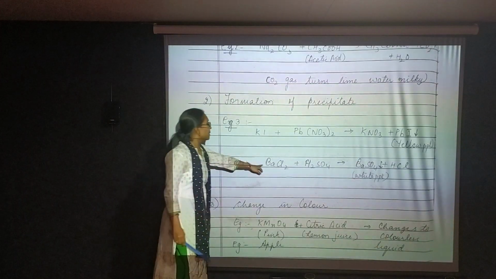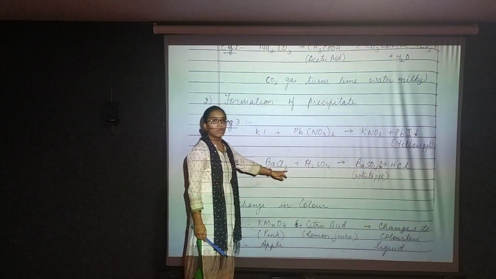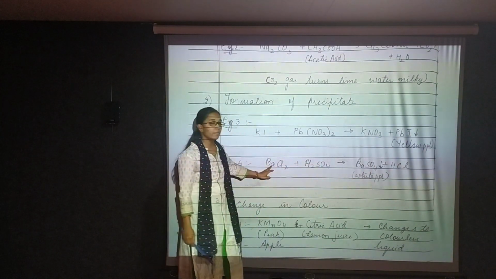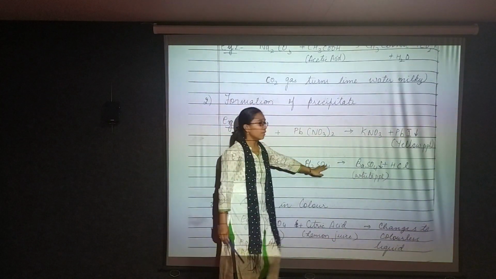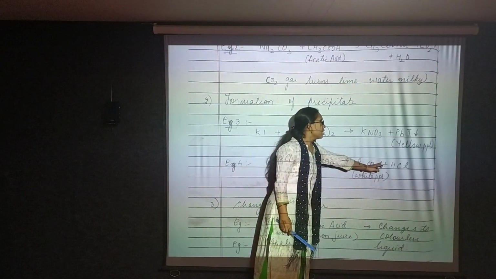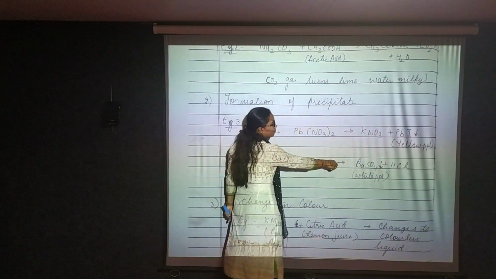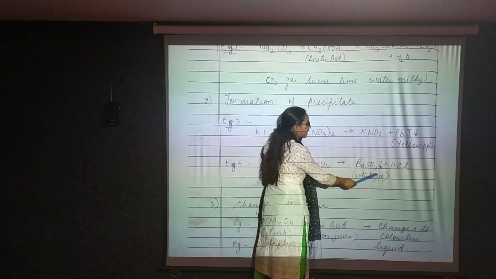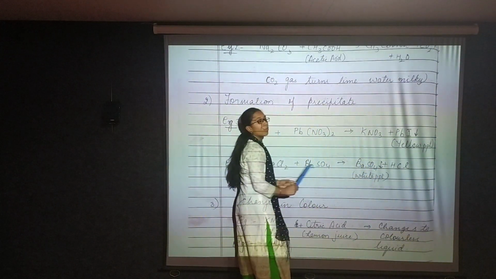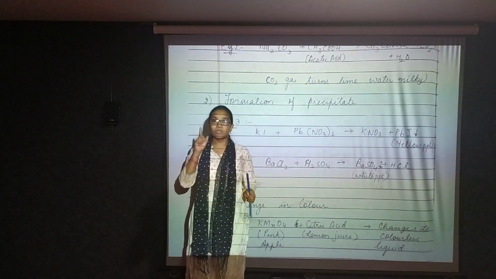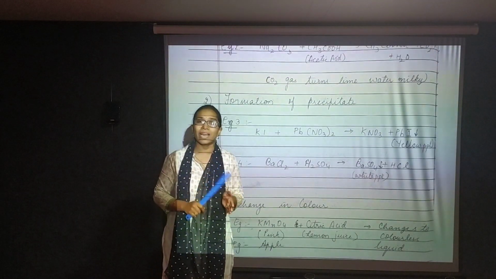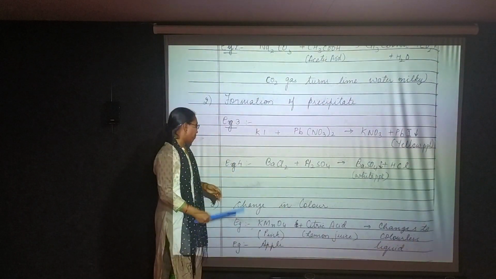The next example is BaCl2, barium chloride, plus H2SO4, sulfuric acid. When you combine barium chloride and sulfuric acid, you will get barium sulfate plus HCl. For barium sulfate also I have drawn an arrow, and this is a white precipitate. That means it is in the precipitate form. So whenever in any of the equations you see an upward arrow, that means the gas is evolved, and if you see a downward arrow, that means it is in the precipitate form.